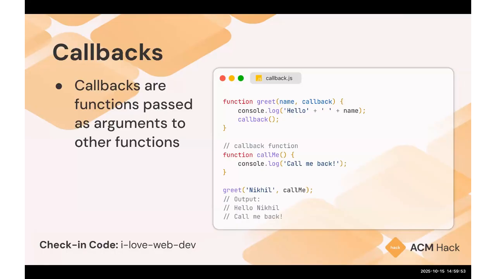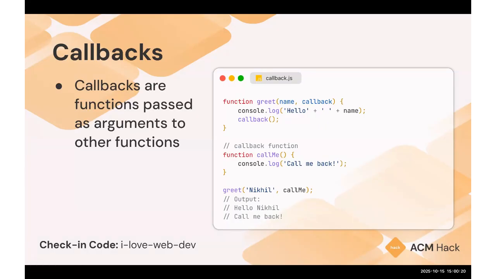Another feature of JavaScript is known as callbacks. Callbacks are functions passed as arguments to other functions. For example, let's say you want to write a greet function where you want to call a callMe function inside of the greet function. You can pass the callMe function as a callback to greet so that greet can perform the callMe function within greet. In the argument list of greet, we have name and callback.